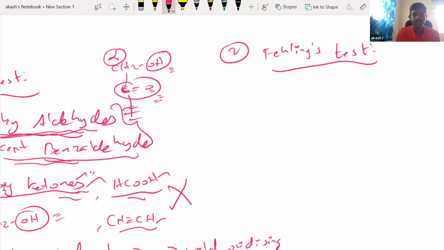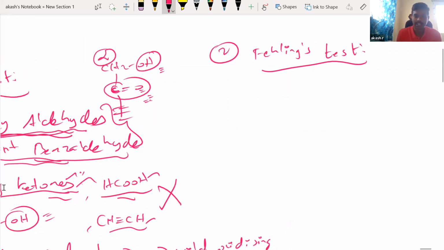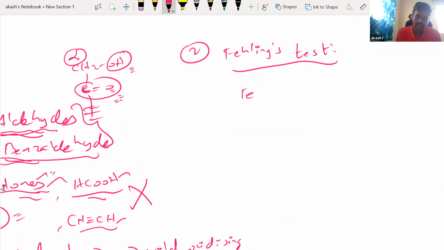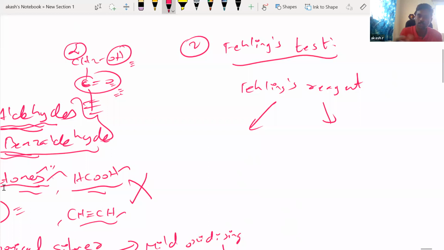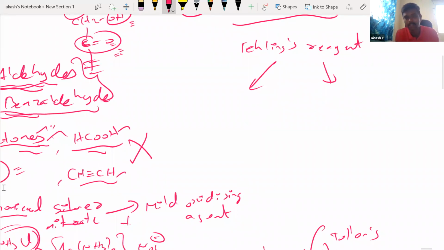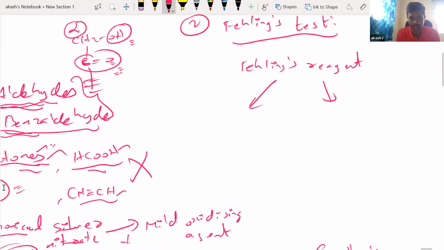Okay, Fehling's test. Now in Fehling's test, what is going to happen? First, you have to understand what Fehling's reagent is. Now, Fehling's reagent comprises two reagents. Two solutions you have to mix to form your overall Fehling's reagent.